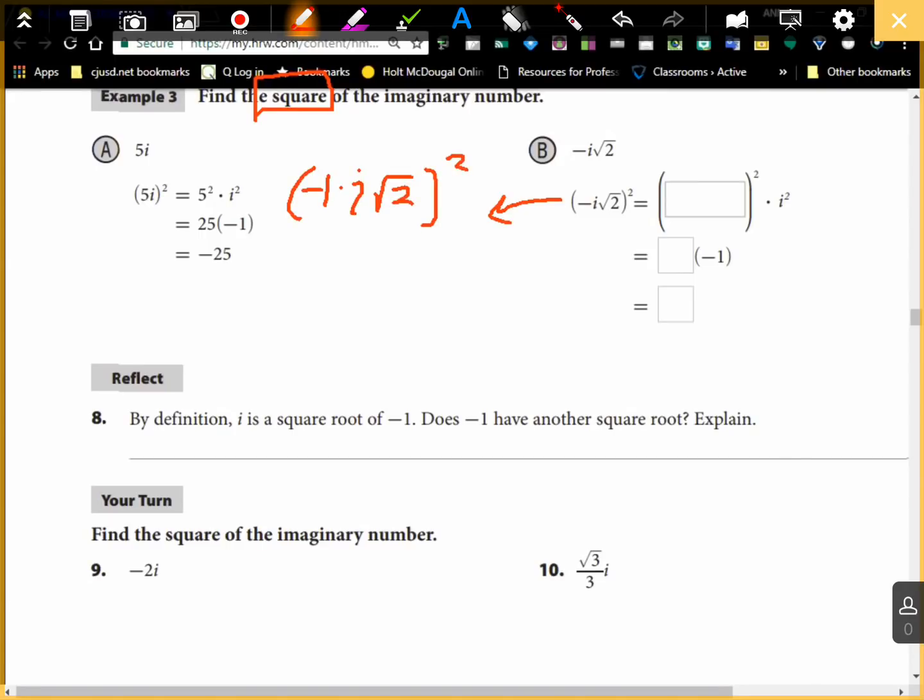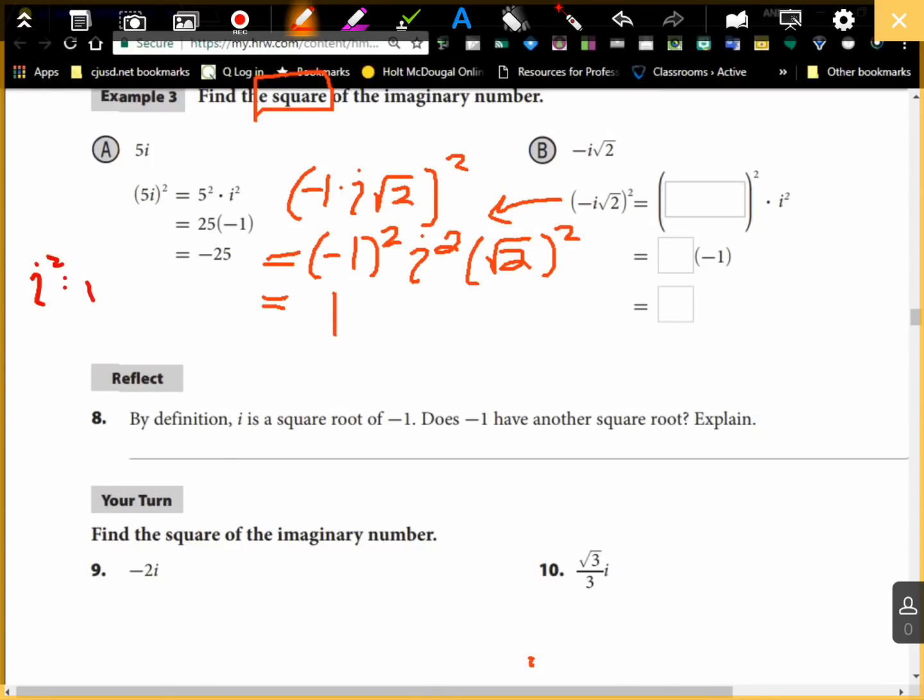Are we okay with me writing it like that? Negative, I can always write as negative 1. So instead of being negative i, it's negative 1 times i. And the reason I want to write it like that is to help us see what happens to that negative. So properties of exponents let me distribute the exponent across multiplication. So each of these terms gets the square. What's negative 1 squared? Positive 1. So that's positive 1. i squared.